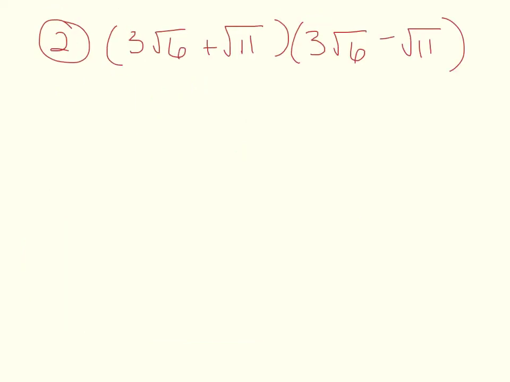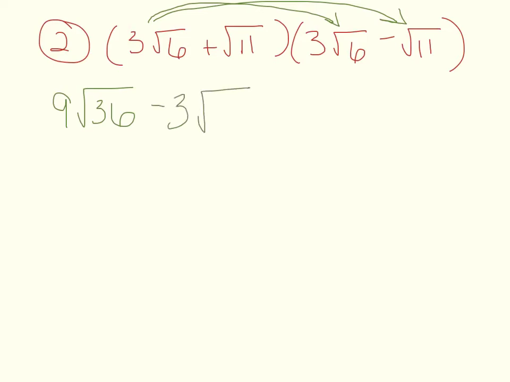Okay, so number 2, this looks like multiplying two binomials. So we double distribute. We're going to take 3 square root of 6 times 3 square root of 6. So 3 times 3 is 9. The square root of 6 times the square root of 6 is the square root of 36. Then we take 3 square root of 6 times negative square root of 11. Well, there's no number out front, so it's negative 3 square root of 6 times 11, which is 66.